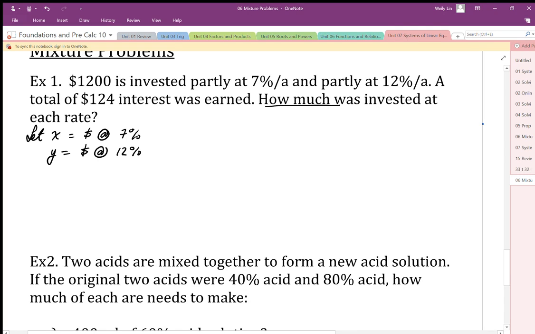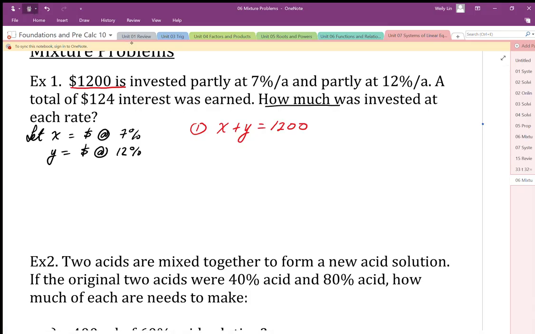So I need to come up with my relationships. I need two relationships because I have two variables. One relationship is going to be related to the total amount of money. The total amount is based on the amount at 7% and the amount at 12%. If I add the amount at 7% plus the amount at 12%, that gives me the total amount of money I started with, or my principal. So there's one relationship.